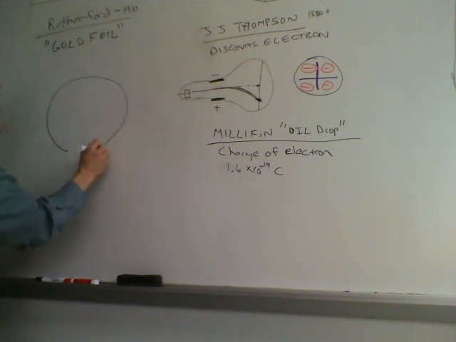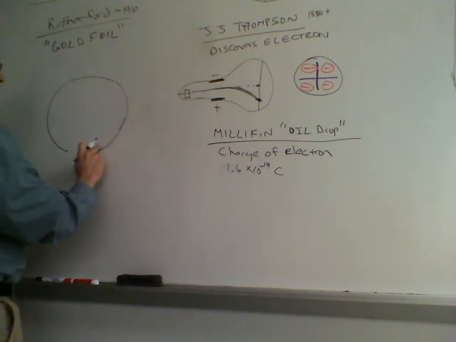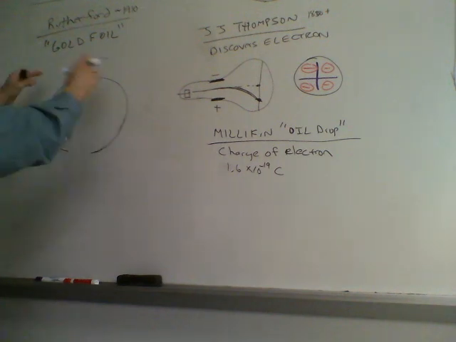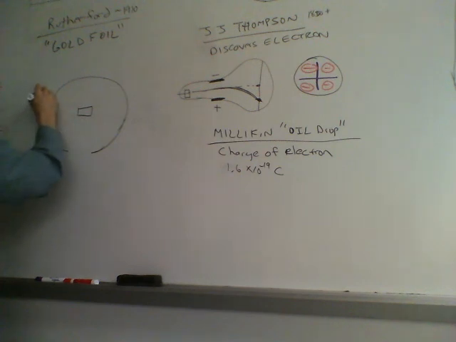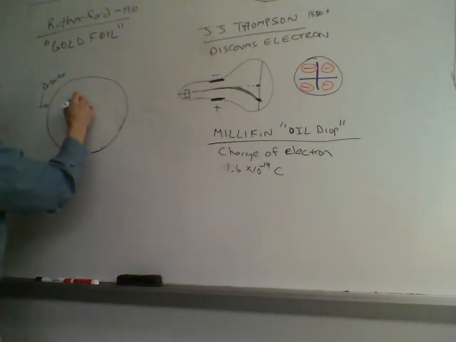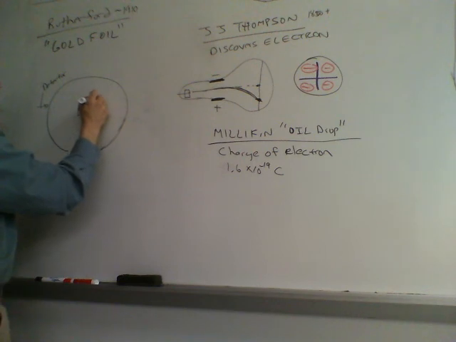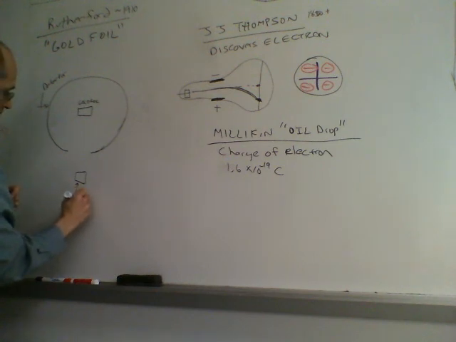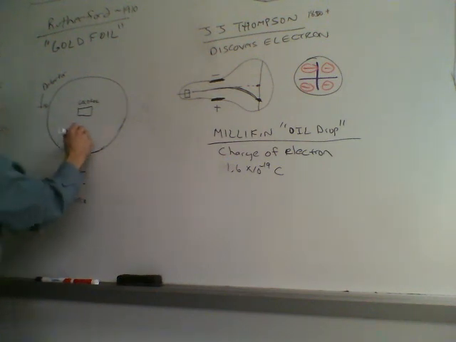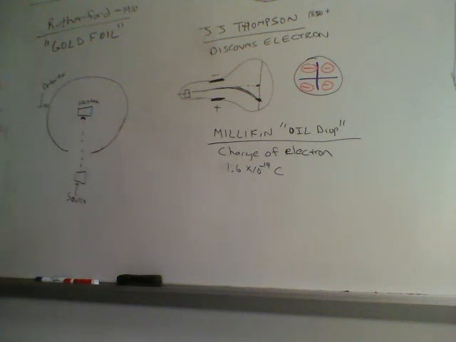You can imagine, this semicircle ring represents his detecting material. And here in the middle of the detecting material, he sets a sheet of gold foil. So this is the outer barrier, this is his detector, and the sheet in here is the gold foil. And he has a source over here, and this source shoots charged particles. It shoots these alpha particles, which are heavy charged particles, at the gold foil.